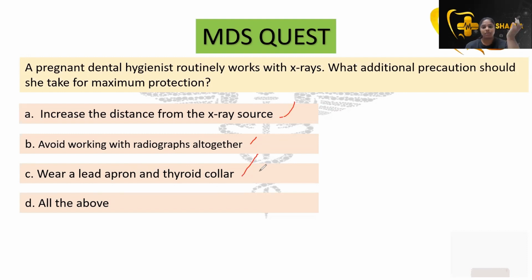It depends on the person. Some people avoid coming to the radiographs completely, and of course that should be done. Some people make adjustments involving wearing a lead apron and thyroid collar, and increasing the distance from the X-ray source. So these are some adjustments they can make. The precautions they can take are all of them. Okay, so the answer will be all of the above.